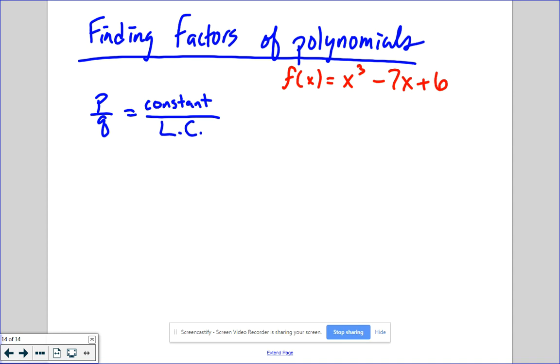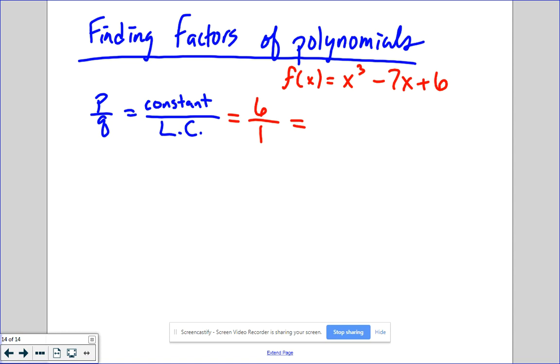Okay? So we can use P over Q to help us narrow down the possible answers for my factors. Otherwise you're just randomly guessing numbers until you find one that works. And personally, I don't like randomly guessing because you waste a ton of time looking at numbers that might not even be it. So how do you do it? What is my constant in my equation here? 6. And what's my lead coefficient, the number out front of x cubed? 1. So my possible factors are, what are all the factors of 6 and all the factors of 1?